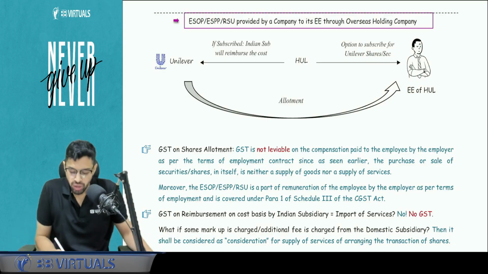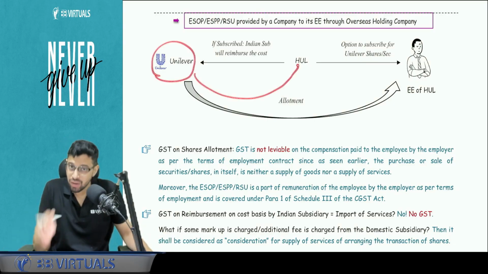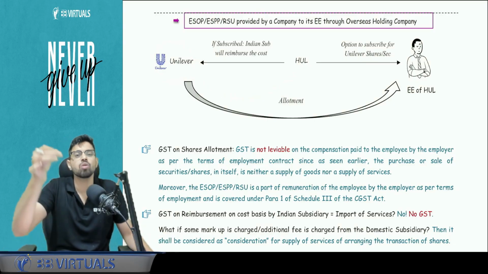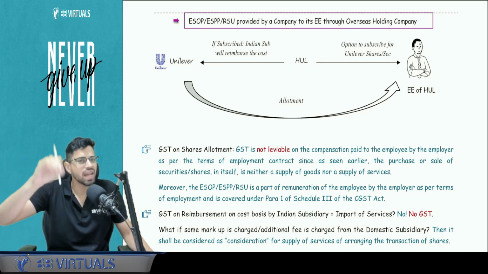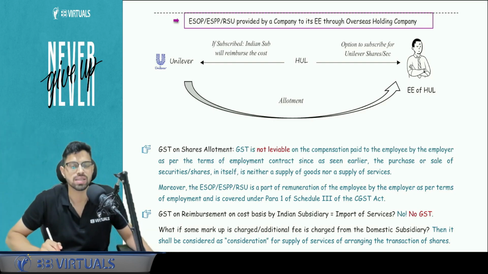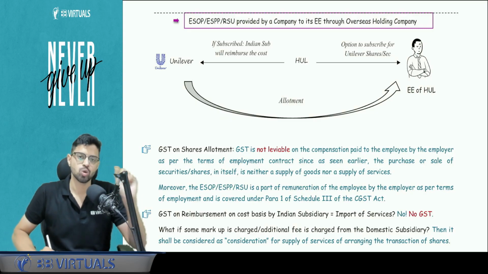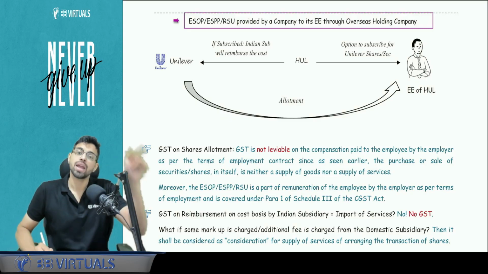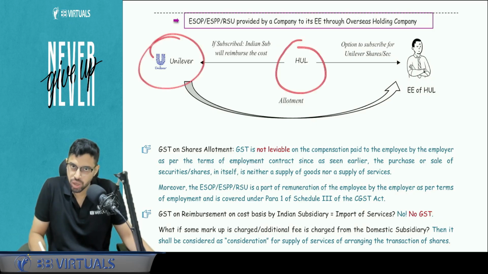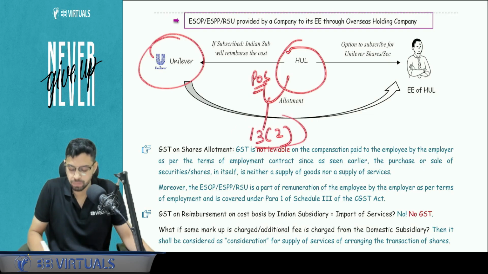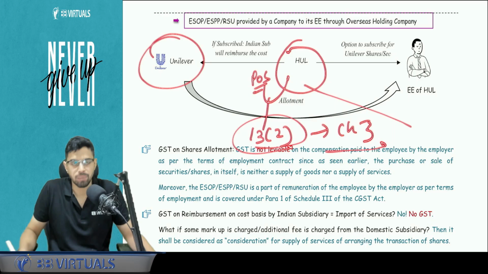But sir, what if Unilever tomorrow, apart from this amount, recovers something known as administration charge, brokerage fee, convenience charge, anything over and above the cost of securities? In that case, that will be under the scope of GST, and that will be an import of services. Why? Because the supplier will be outside India, the importer will be in India, and the place of supply will also be in India under Section 13(2). This I will cover in Chapter 3, and RCM will apply.